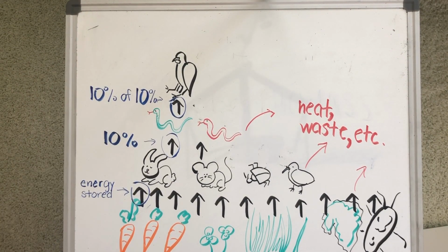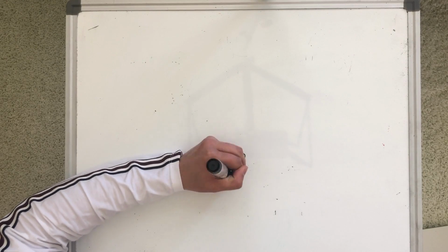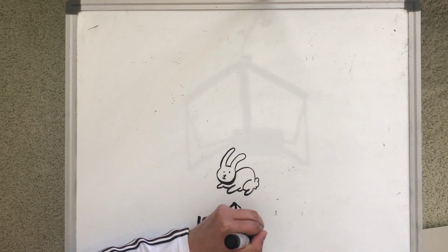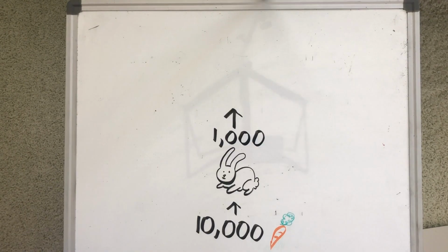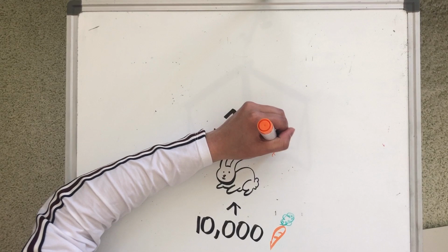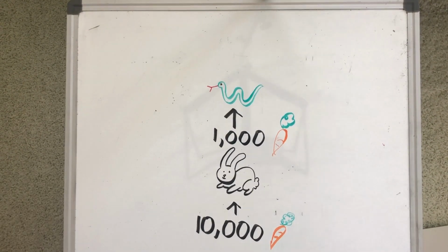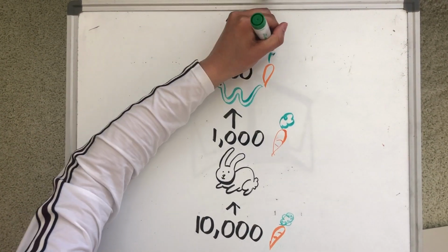So, once it reaches the top, that's a very small number because it's 10% of 10%. To visualize this, let's say our rabbit eats 10,000 carrots. Of this, only 1,000 carrots worth of energy is stored as biomass, which the snake receives when he consumes the rabbit. Of these 1,000 carrots, only 100 carrots worth of energy is available to the hawk to consume.